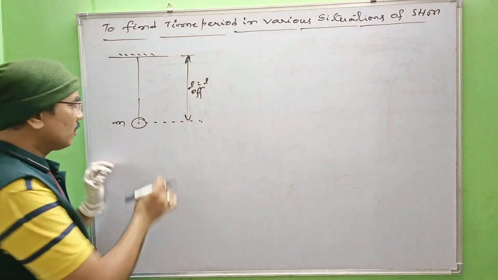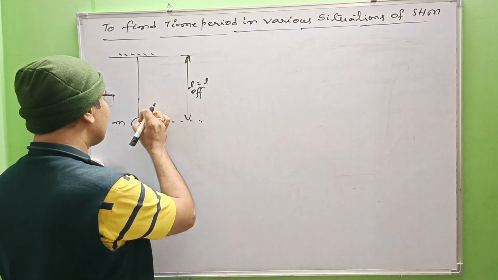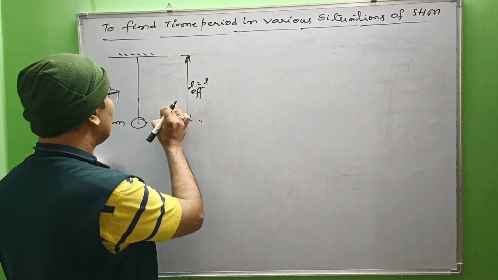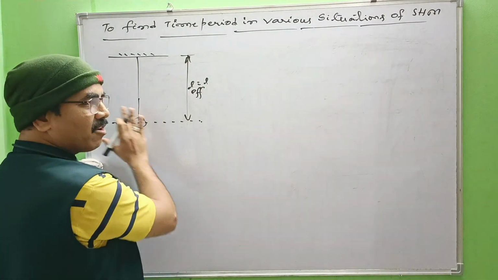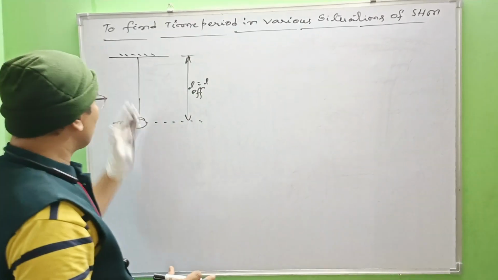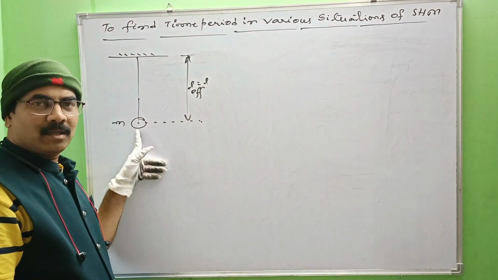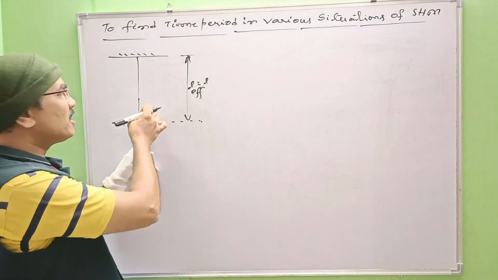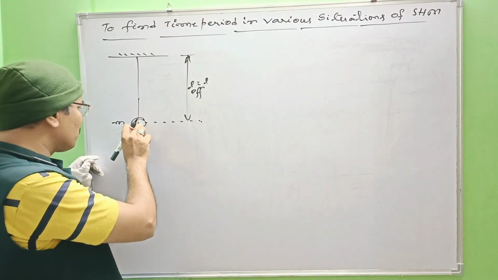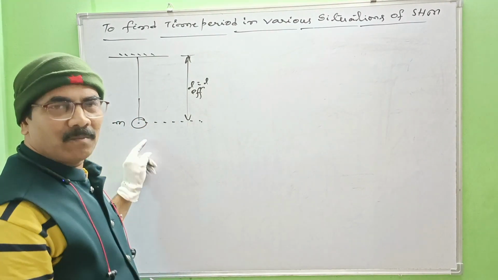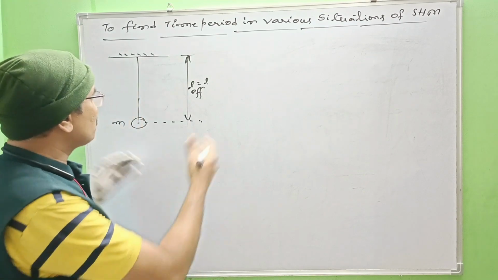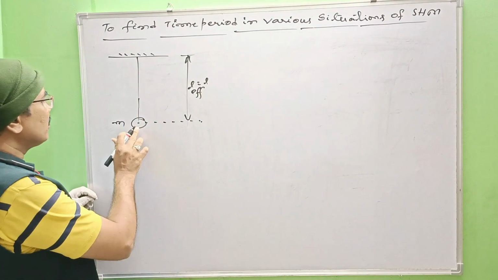How does it oscillate? When it is pulled aside a little bit and left to itself, it executes oscillations on either side of the mean position. See, here is the mean position, right? Why? Because when it is left to itself, finally it comes to rest at this position. So this is the mean position. So the first step is over.